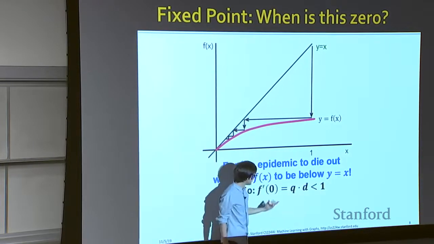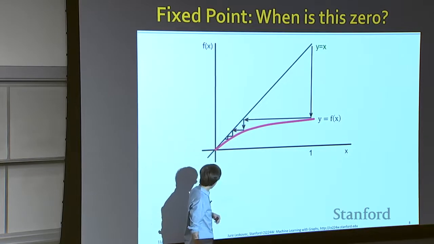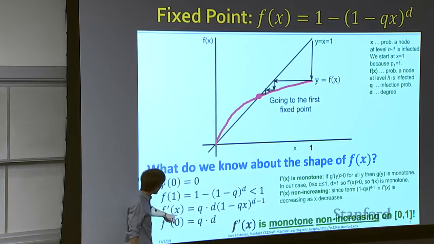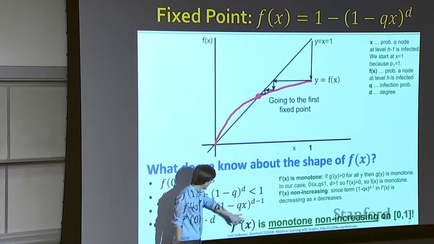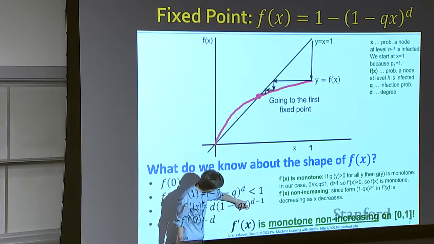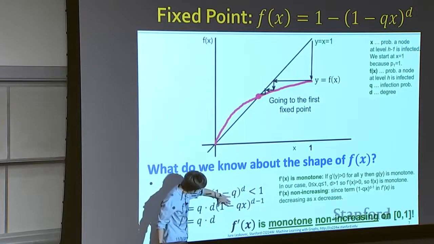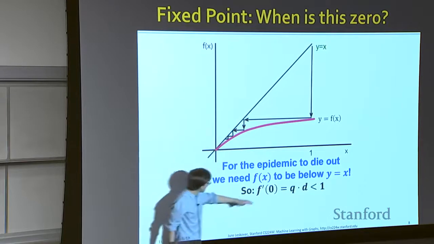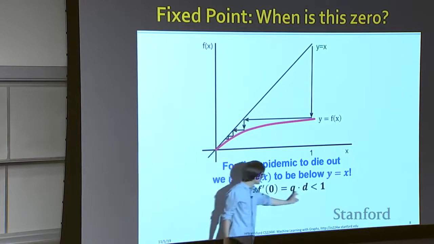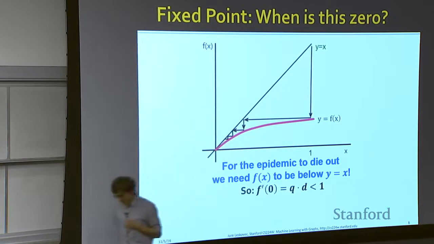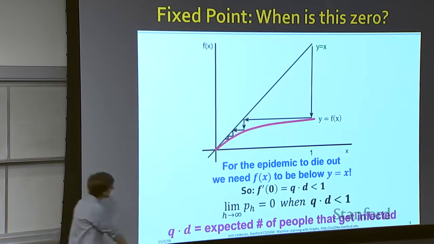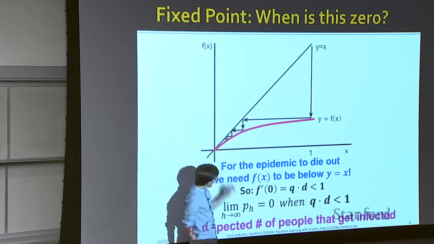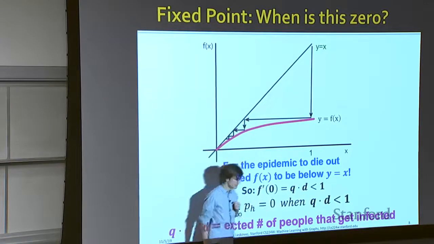What's the derivative evaluated at point 0? If I go back, this is f of x. If I evaluate it at x equals 0, this will be 0, it's 1 raised to some power, so this is 1, so it's q times d. So what do I require? I require that q times d is less than 1. So if q times d is less than 1, then this p of h will go to 0 as h goes to infinity.